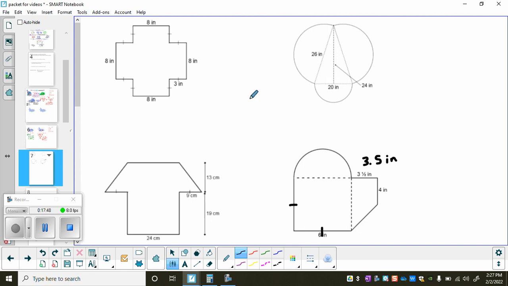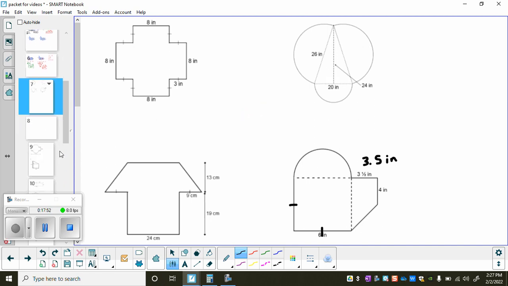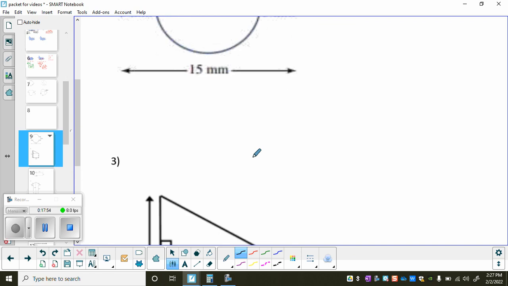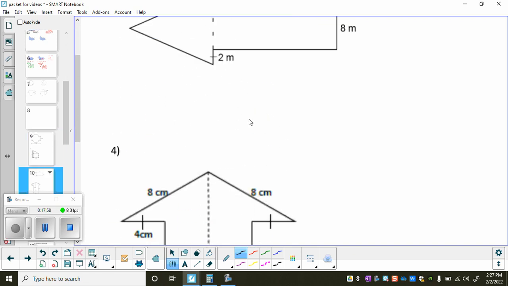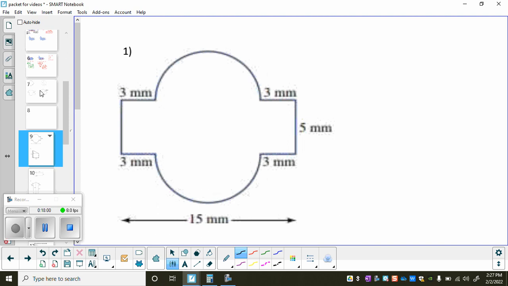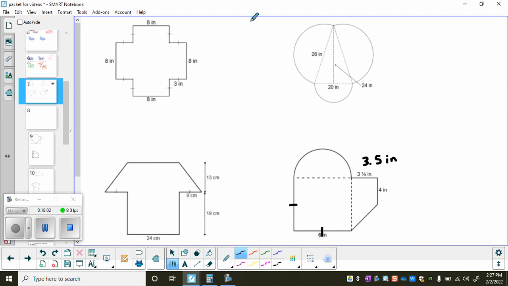So you've got some practice here on this page, and there is going to be a Google form for your answers. And then there's some more problems too after that. Again, they're just split up on my screen here. But the next couple of pages here, you guys are going to find the total area of these composite figures.